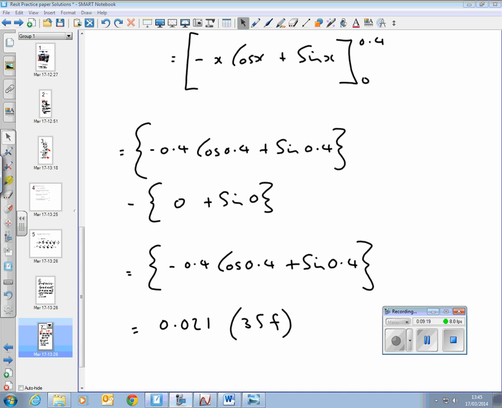So putting in the limits, minus 0.4 cos 0.4 when x is 0.4, plus the sine of 0.4, minus, well, if x equals 0, then this whole first term is gone, because 0 times anything is 0, plus the sine of 0. And you might remember that the sine of 0 is 0 anyway, and so we end up with just the top limit, which is this. So putting those values in, we get 0.021, which is exactly the same answer as we had before. So that's question number 4 done.